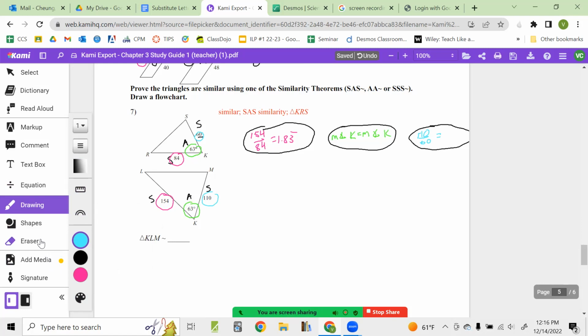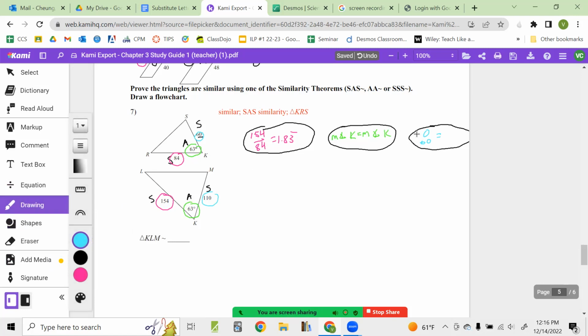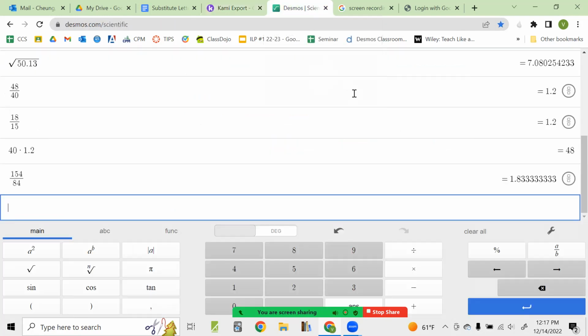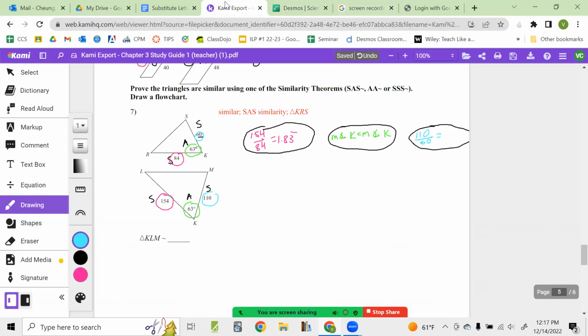and to be honest, that writing is a little bad, so let me fix that, even though this is taking me time. 110 over 60. Let's see if we get the same number. Yes, we did. 1.83 repeating. So if these two numbers were different, then we would say that they're not similar. If they did not both equal 1.83, they would not be similar, but they are, so we're good.